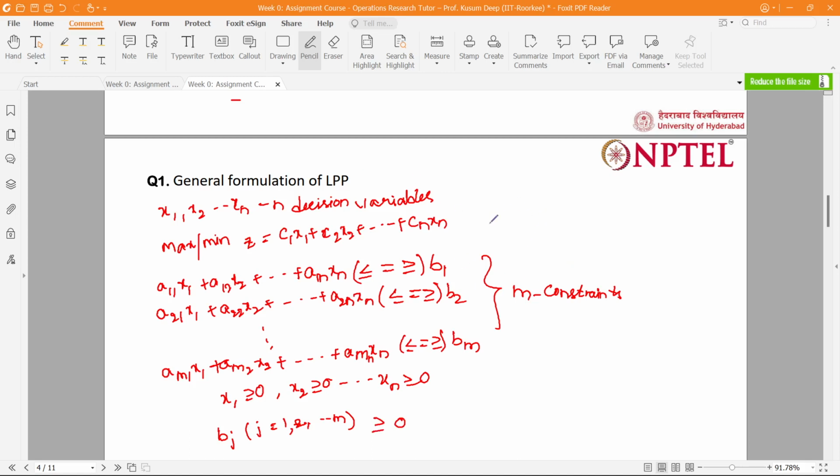So this type of formulation is called the general formulation of the LPP, where we find the solutions for the decision variables x1, x2 up to xn, and the objective function is of maximization or minimization type, subject to the constraints and non-negative restrictions.